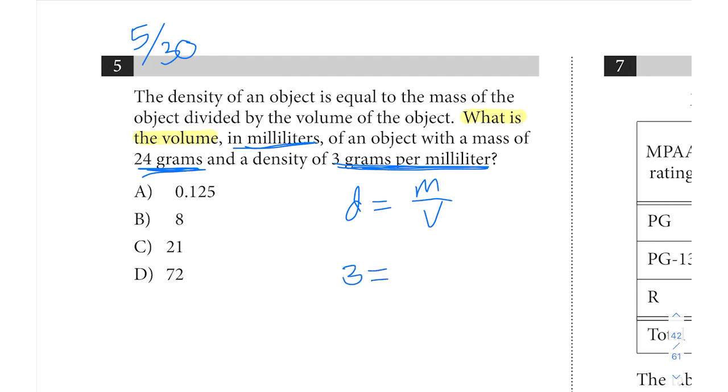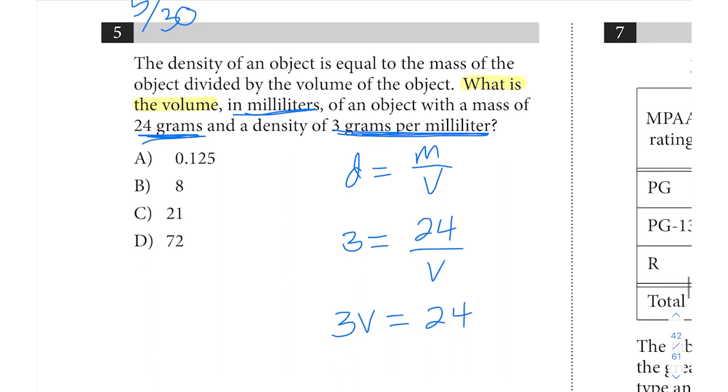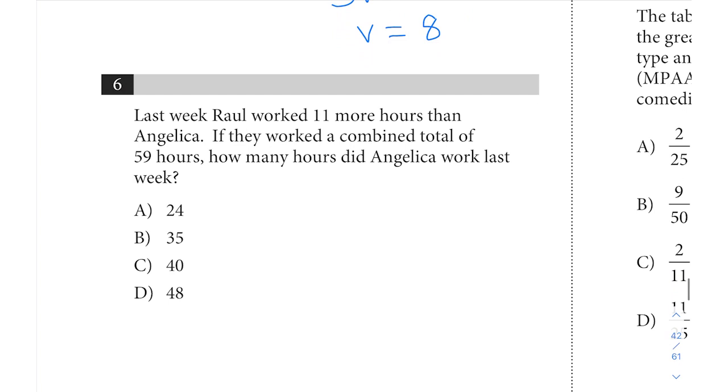They tell us the density is 3, and that the mass in this case is 24. So we plug that into our formula. To solve, we multiply by V on both sides to get it out of that denominator. We get 3V equals 24. And we divide both sides by 3. We get V equals 8, which is answer choice B for number 5.